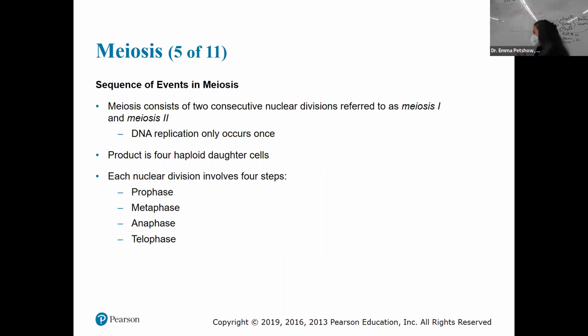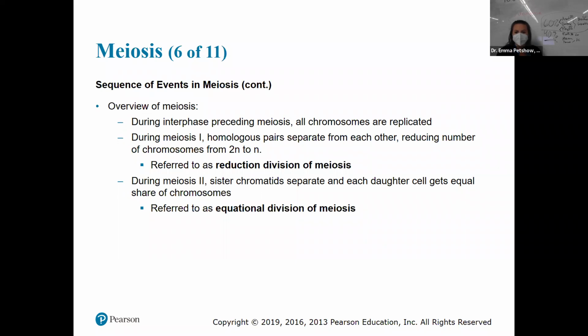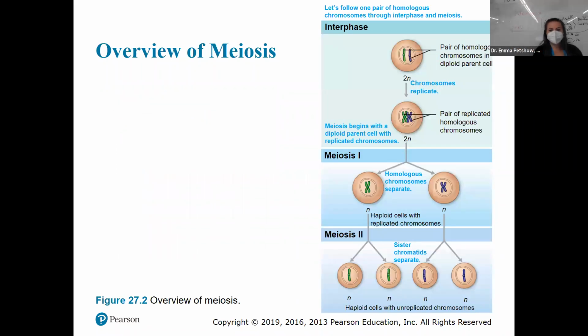So our meiosis phases, again, we're going to fly through this, are meiosis 1 and meiosis 2. DNA replication in this process occurs only one time. The product is that we get 4 haploid, n, 23-chromosome daughter cells. And each nuclear division, meiosis 1 and meiosis 2, involves the prophase, metaphase, anaphase, and telophase that we know from mitosis. So this picture, I think, is a little bit easier to visualize if you're a visual person like me, especially in the morning, when it's hard to track numbers.